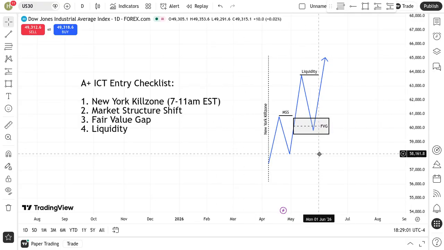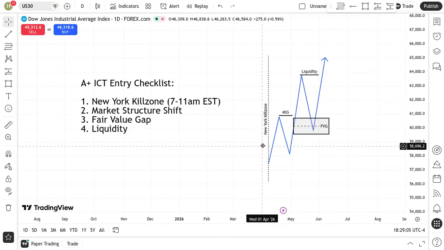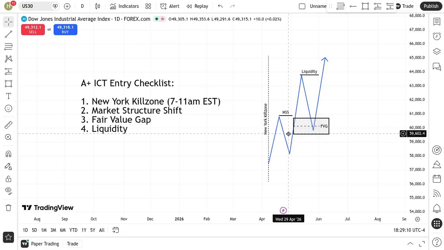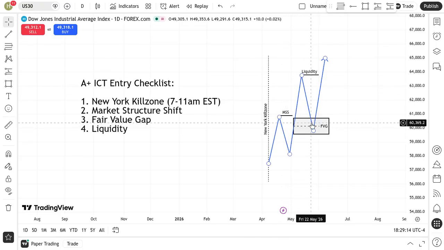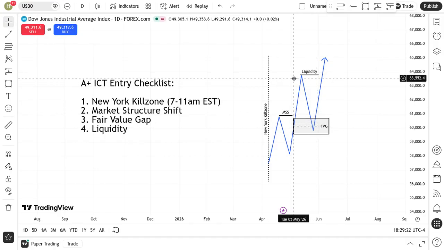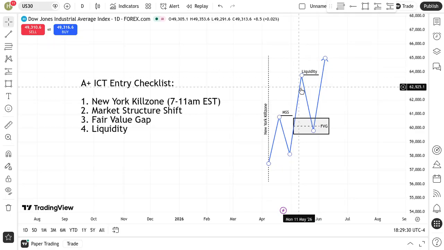So if we look at this simple explanation right here, we see to the left here, we start the New York kill zone. We have our market structure shift after the kill zone started. That's very important. Then price goes up and it retraces back down into a fair value gap that it created. Now, when it retraces down into this fair value gap that it created, it is very important that price leaves liquidity above. So we have liquidity here. Then when price reacts from the fair value gap, that's when we would enter and target higher to the liquidity.